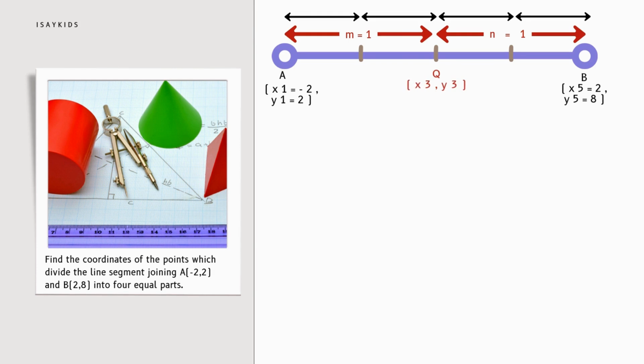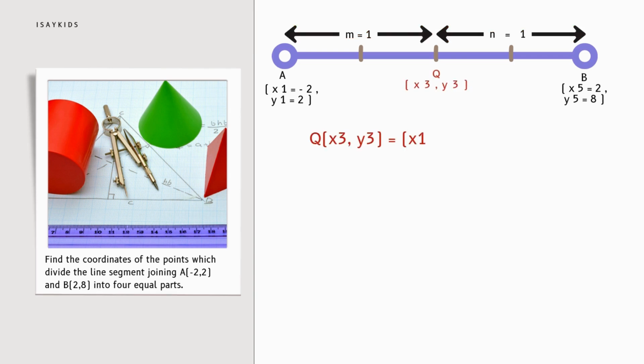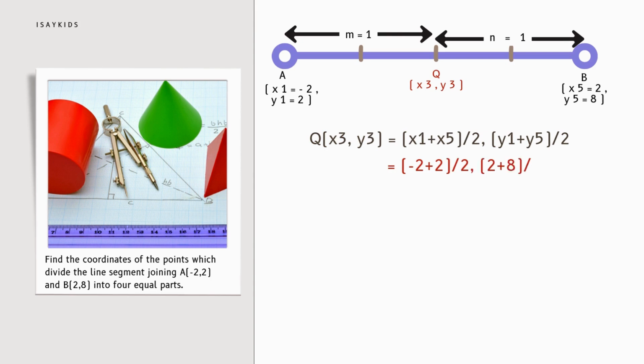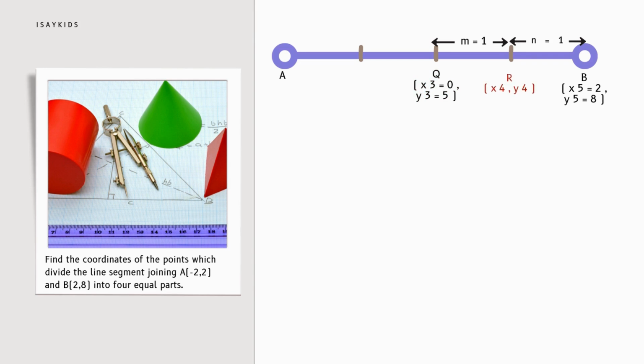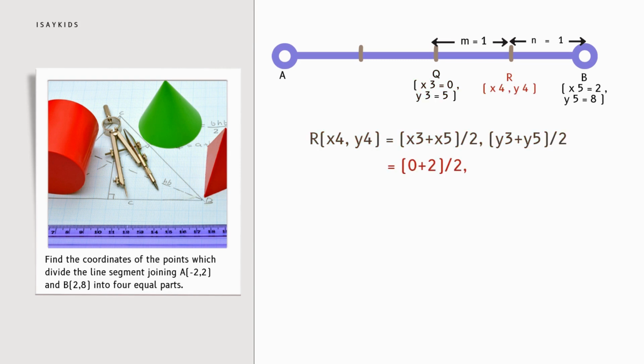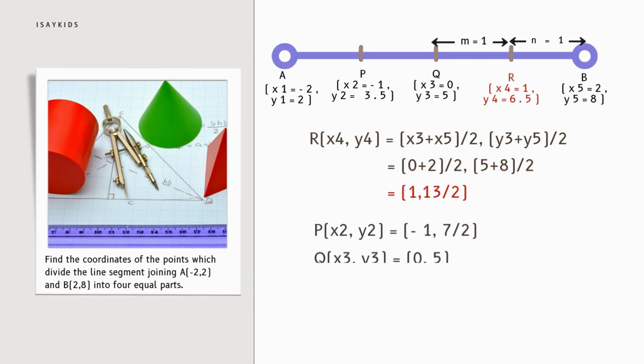Now point Q divides the line segment AB into 2 equal parts. Using midpoint formula, we get coordinates of Q as (x1 plus x2) by 2 and (y1 plus y2) by 2. Substituting the values, we get the coordinates of Q as 0 and 5. Now R is the midpoint of Q and B. So the coordinates would be given by midpoint formula again. Substituting the values, we get the coordinates of R as 1 and 13 by 2.